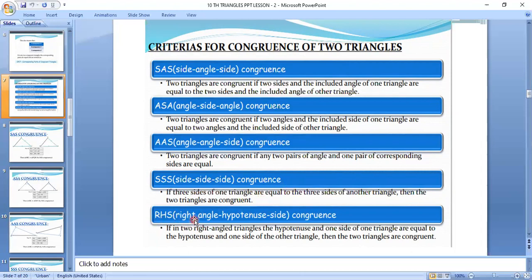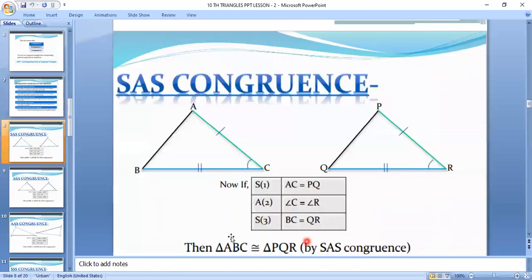Then the RHS congruence rule, right angle hypotenuse side congruence. If in two right angled triangles, the hypotenuse and one side of one triangle are equal to the hypotenuse and one side of the other triangle, then the two triangles are congruent. This is by the RHS congruence rule. And next, the SAS congruence rule.